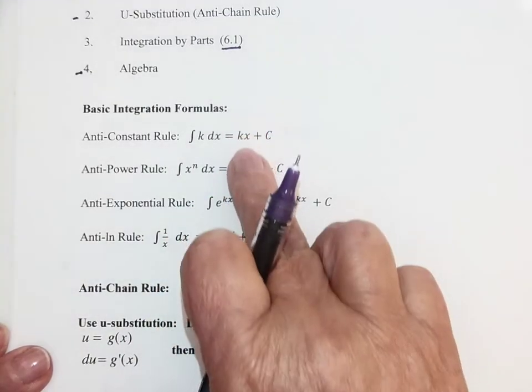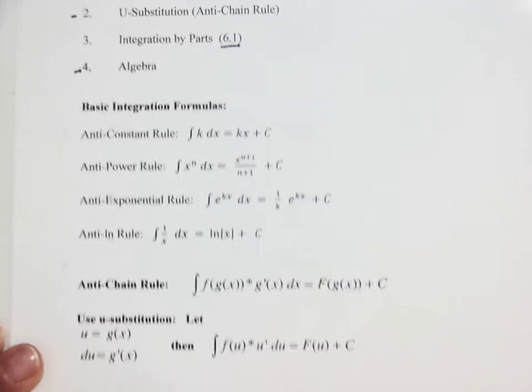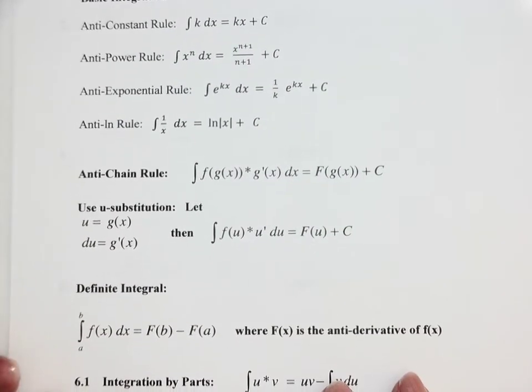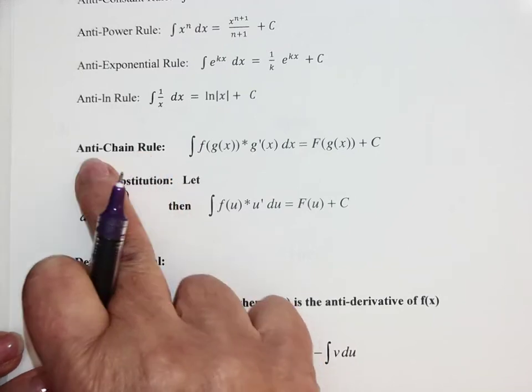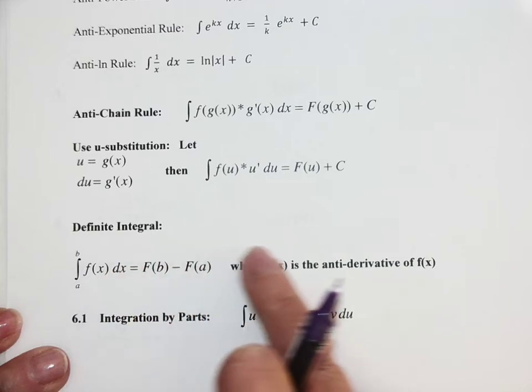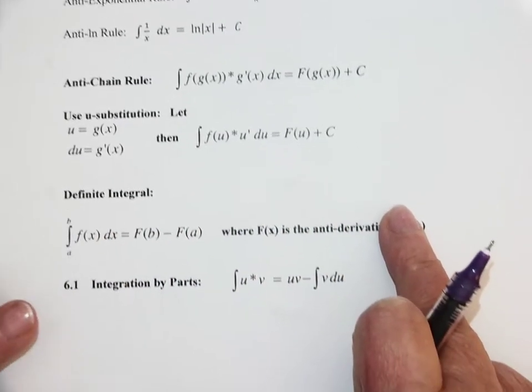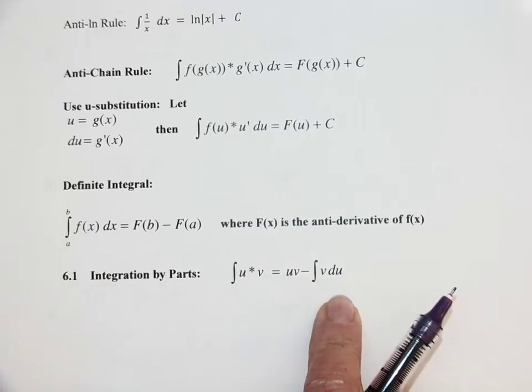Okay, so then all of your basics, these are your basic rules. These are your anti-chain rule. This is the U substitution rule. This is the rule for the definite integral. And then, of course, this is 6.1. I've labeled it. That's integration by parts.